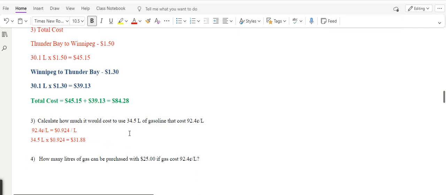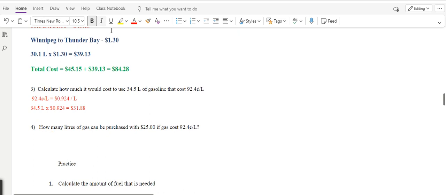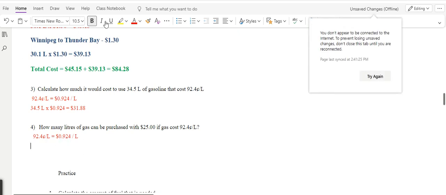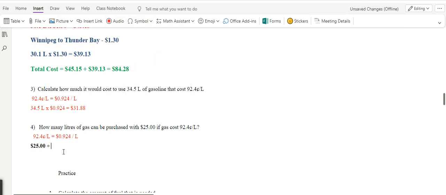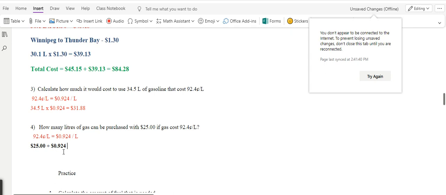Okay. Lastly but not leastly, oftentimes Canadians will ask the question, all right, I'm going to buy $25 worth of gas. And so the natural thing might be, well, how many liters is that? Well, so we make the observation that 92.4 cents a liter is the same thing as $0.924 a liter. And so if we take our $25 and divide it by this 0.924, this is going to tell us how many liters we can get.